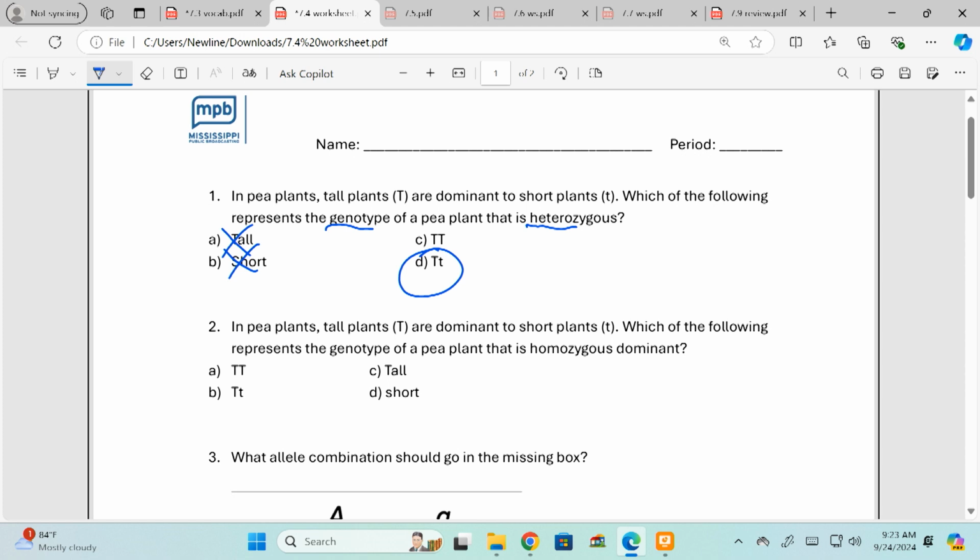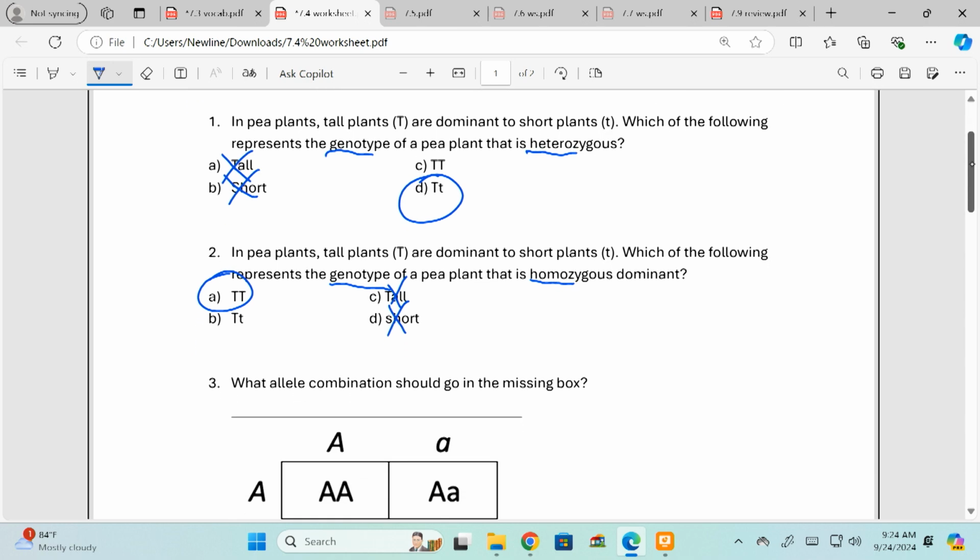Number 2 says, in pea plants, tall plants are dominant to short plants. Which of the following represents the genotype of a pea plant that is homozygous dominant? Okay, so again, this says genotype, so we know we're not going to use the words tall and short because those would be considered phenotypes. The allele combination is what the genotype is. And then this one says homo, so is homo different or the same? Remember that homo is a prefix that means the same, and so these are going to be 2 letters that are the same as each other, so this should be letter A.